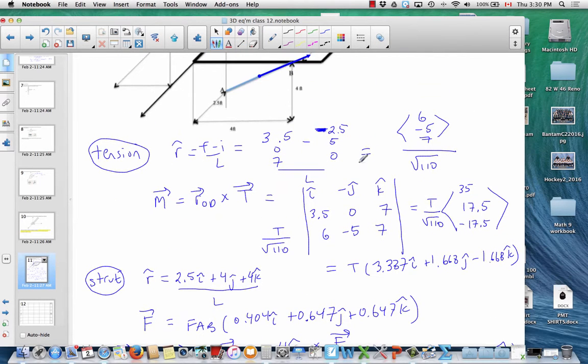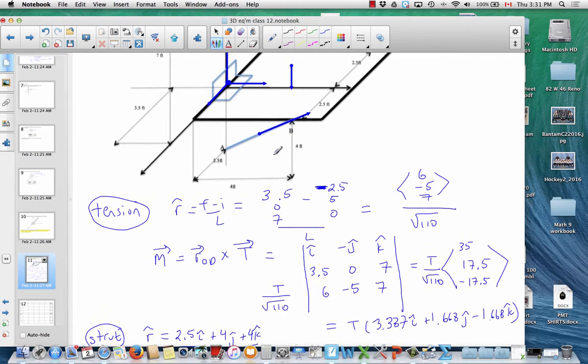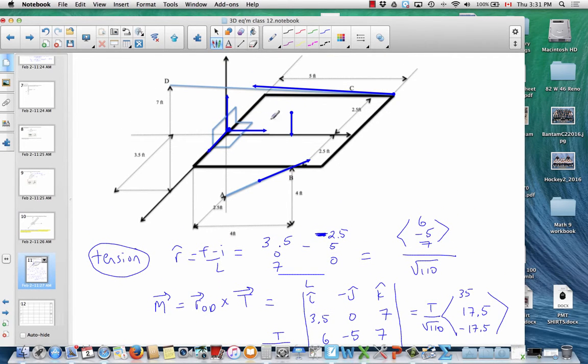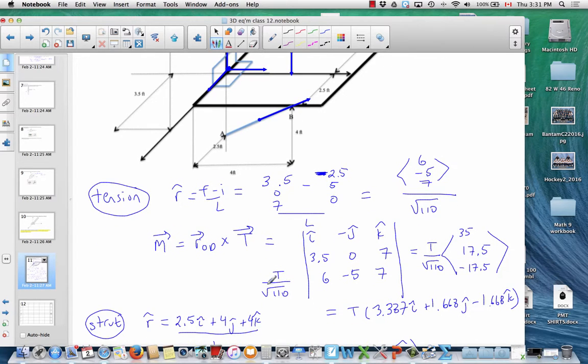Okay, so let's see how you did. For the tension, you need the unit vector, so again, final minus initial over length. So the length ends up being root 110. So I'll just keep that as an exact value. Now for the moment, we have to go to anywhere on the force line. You could have gone to point C. I chose to go to point D. So that's just 3.5i plus 7k cross the tension force vector. So I pulled out the T over root 110. So this is the exact value. And then in decimal form, that's the moment of tension. So check how you did there.